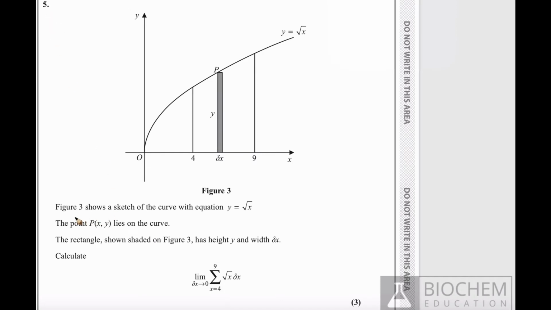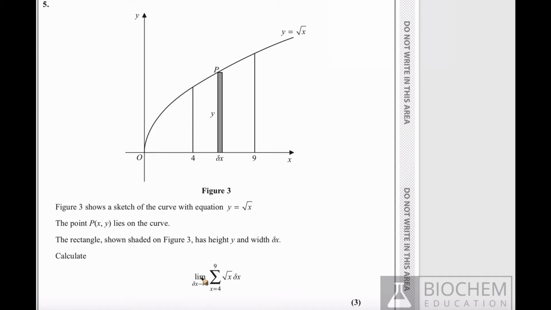Question 5. Figure 3 shows a sketch of the curve with equation y is equal to square root of x. The point P, with x and y value, lies on the curve. So here is figure 3. It shows a curve which is y is equal to square root of x. And here is point P with its x and y value lying on the curve. The rectangle shown shaded on figure 3 has a height y, which is labeled y here, and width delta x.